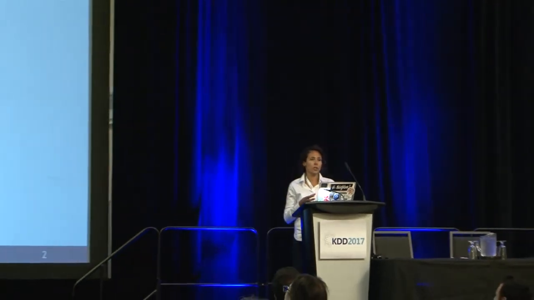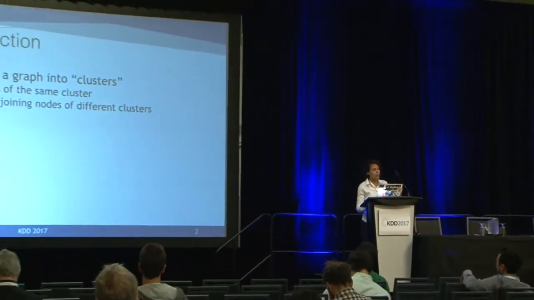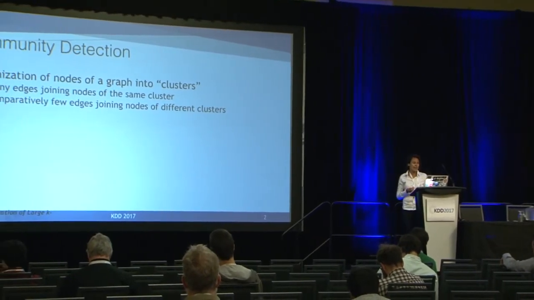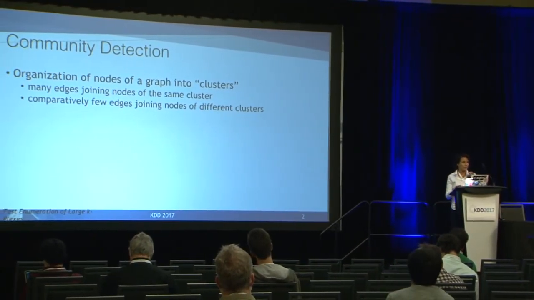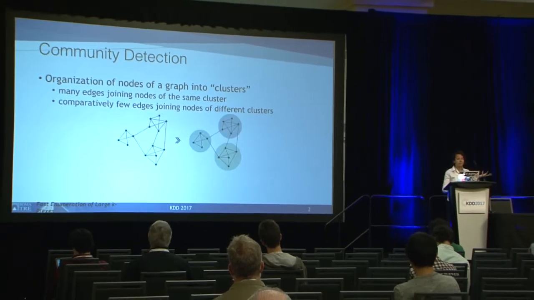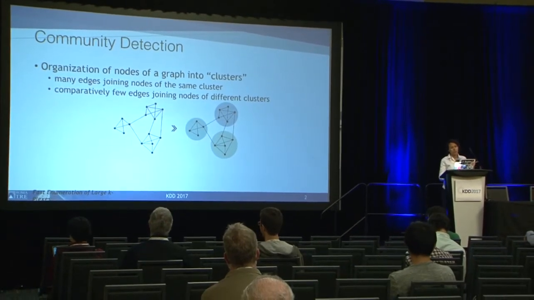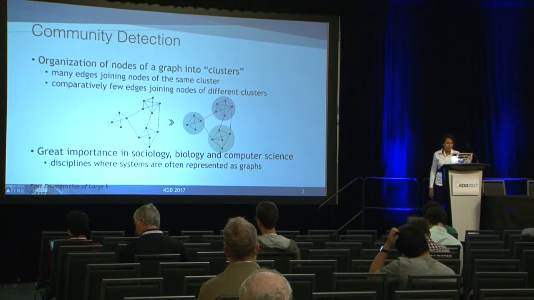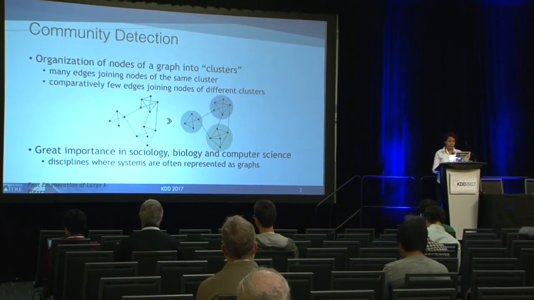Let me first introduce very briefly what community detection is, as probably everyone knows. In community detection, one wants to organize the nodes of a graph into clusters. In clusters, you have many edges joining nodes of the same cluster, and of course, comparatively few edges joining nodes of different clusters. It is very important in sociology, biology, and computer science, of course.